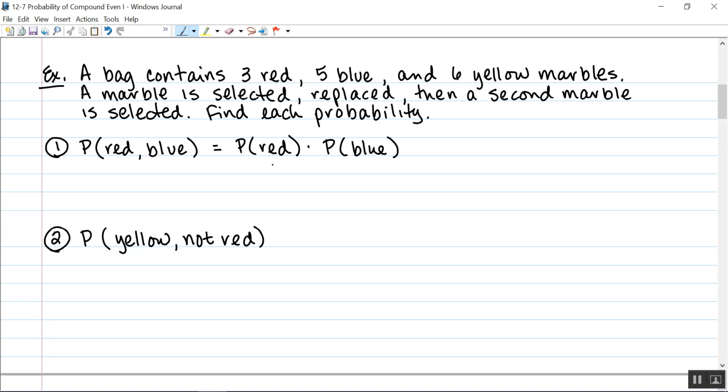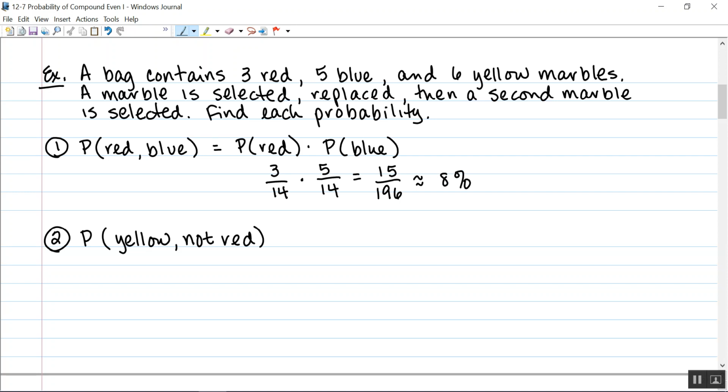Now the probability of drawing a red is 3 out of the total number of marbles, which is 14, times the probability of blue, 5 out of 14. Now just put that into your calculator. The easiest way to do it is 3 divided by 14 times 5 divided by 14. Or if you just want to do it the old-fashioned way of multiplying across, that would be 15 over 196. Punch that into your calculator. You're going to get a decimal 0.08 something, which is approximately 8%.